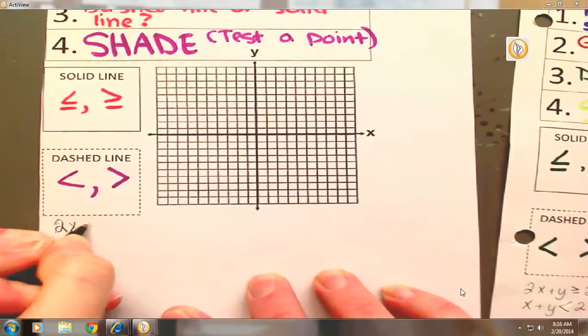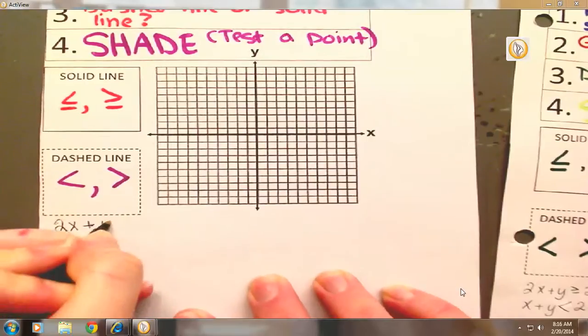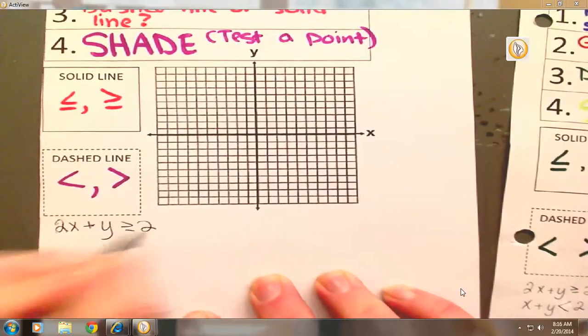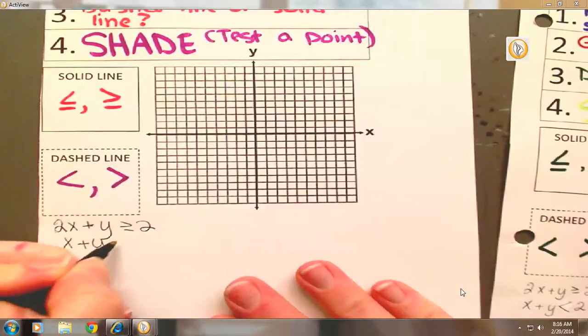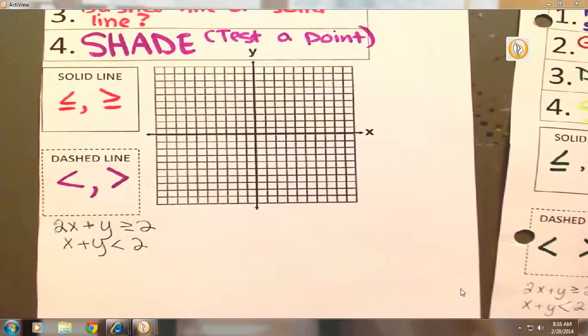2x plus y is greater than or equal to 2, and x plus y is less than 2. This is called a system of inequalities. It's not a system of equations, obviously, because it doesn't have an equal sign. Let's go through our 4 steps that we just jotted down to help us graph and find where our solutions are.